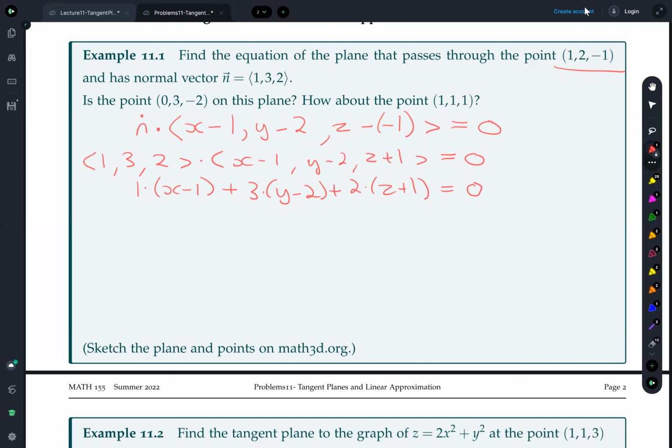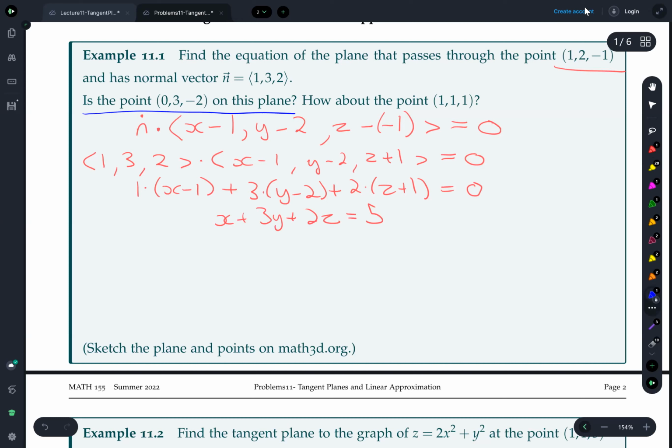Can anyone tell me what that ends up equaling? Yeah, x plus 3y plus 2z minus 5. So I'm going to take the 5 over the other side, but that's exactly right. So x plus 3y plus 2z is equal to 5. Then we're asked to check whether this point (0, 3, -2) is on the plane. How do you think we're going to do this? Just plug it in and see if it equals 5. Perfect.